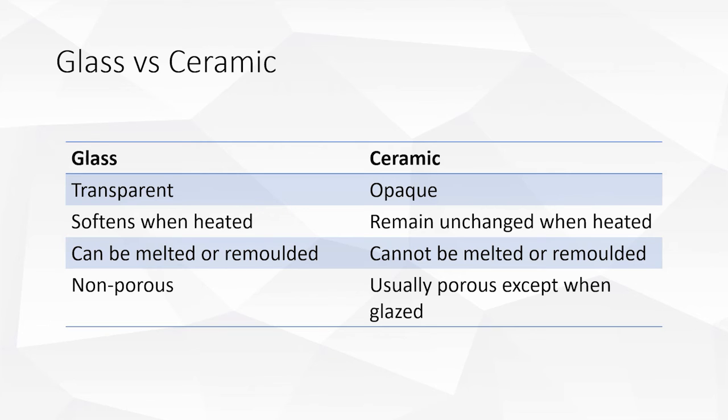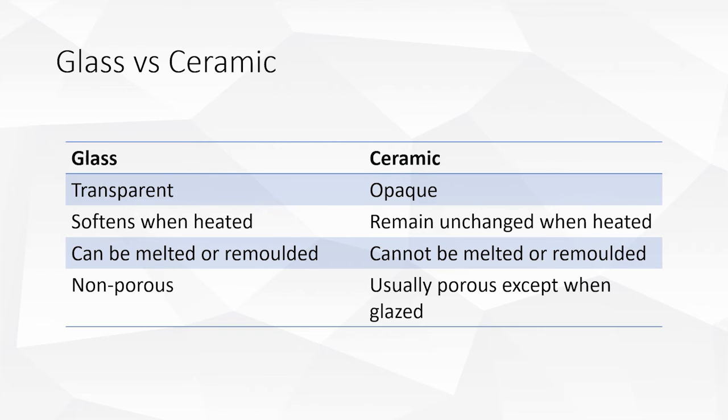The main difference between porous and non-porous surfaces is their ability to hold water, air, or other liquids. A porous surface has pores which allow things to flow through them more readily, versus non-porous materials which have a tightened cell structure preventing ease of flow. Again, glass can be melted or remolded.